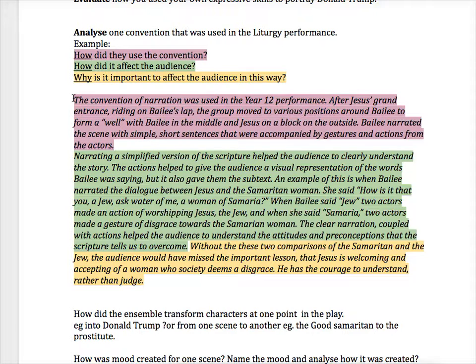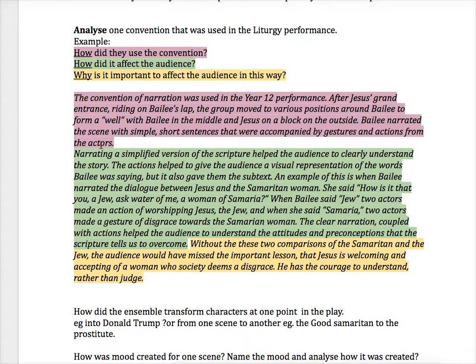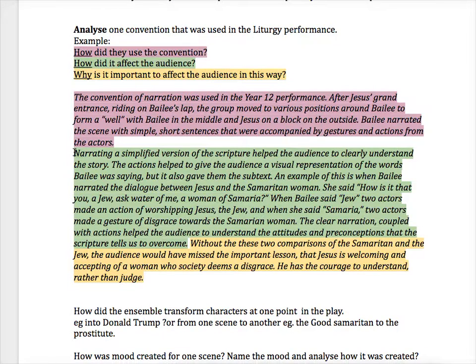Let's just have a quick look at this question. The convention of narration was used in the Year 12 performance. After Jesus' grand entrance riding on Bailey's lap, the group moved to various positions around Bailey to form a well with Bailey in the middle and Jesus on a block on the outside. Bailey narrated the scene with simple short sentences that were accompanied by gestures and actions from the actors. So I really briefly, I should do that even briefer than how I've done it. But you want to quickly get out what happened, where you're at, knowing that the person reading this has seen the performance as well. And then we get into the analysis.